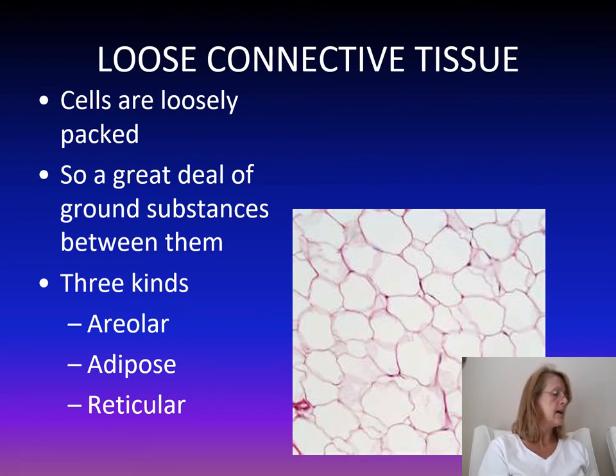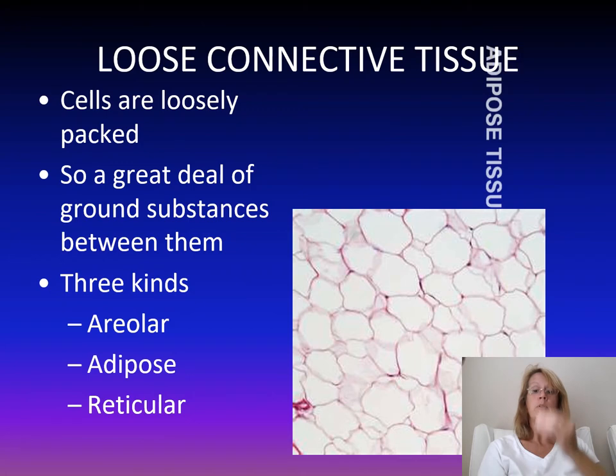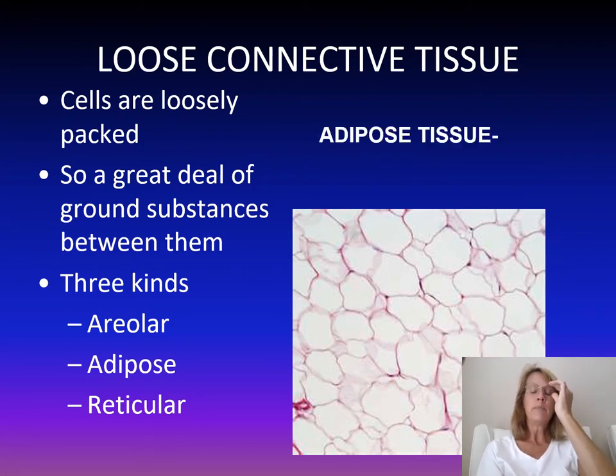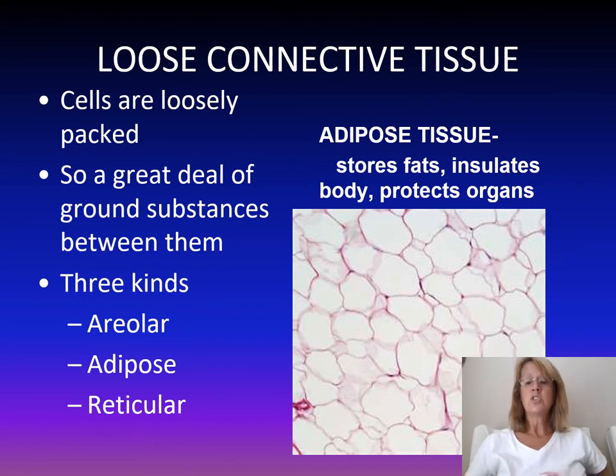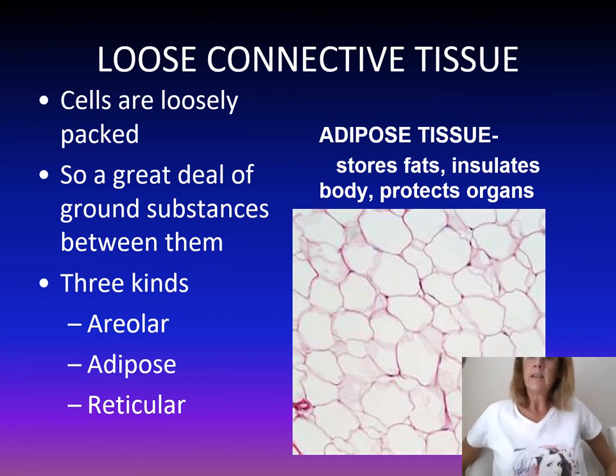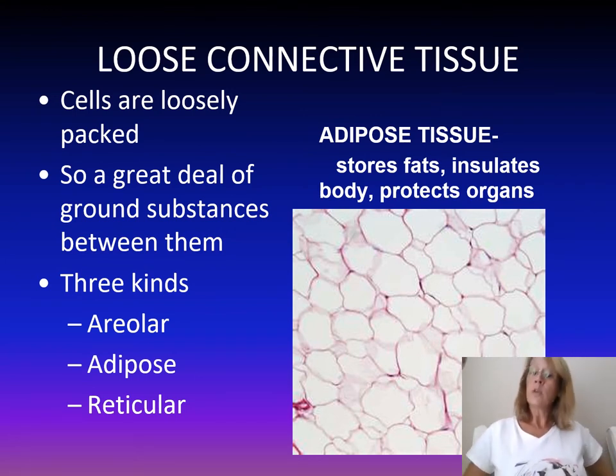And it goes on to talk about adipose connective tissue. It's an aggregation of fat cells, which is what you're seeing in this picture here. This is an example of adipose tissue. And adipose tissue is what most people think of as our layer of fat. Its job is to store the fat. That's going to help insulate our body. That's going to help protect organs.